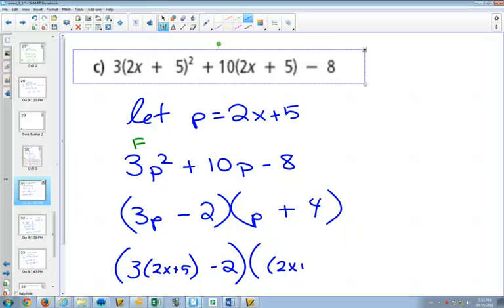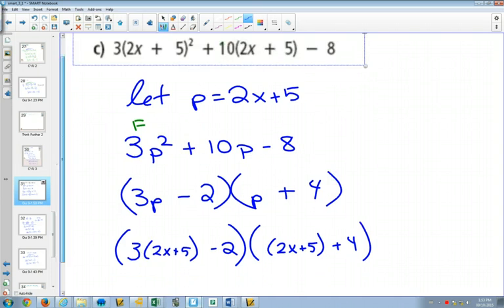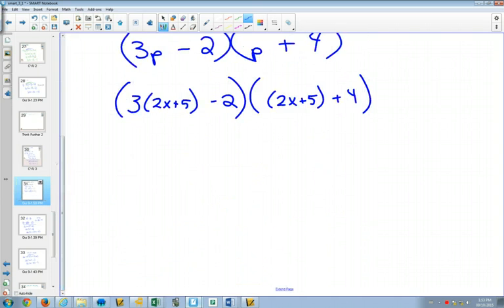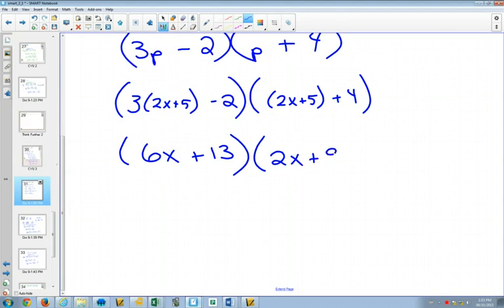And notice when I substitute it back in, I put it in brackets just in case there's other numbers there. And in the first one, we had a 3 out in front. That 3 will have to get multiplied by both the 2x and the 5. So I will distribute this. It'll be 6x plus 15. And then when I subtract 2, just 6x plus 13. And here I have 2x plus 5 plus 4 will become 2x plus 9.